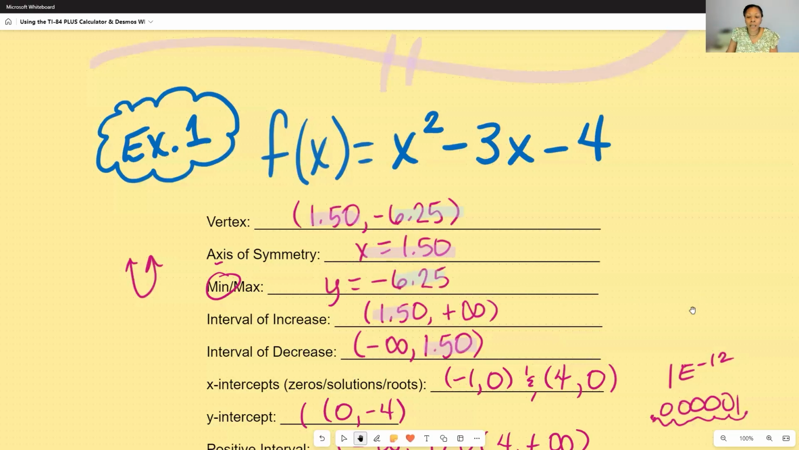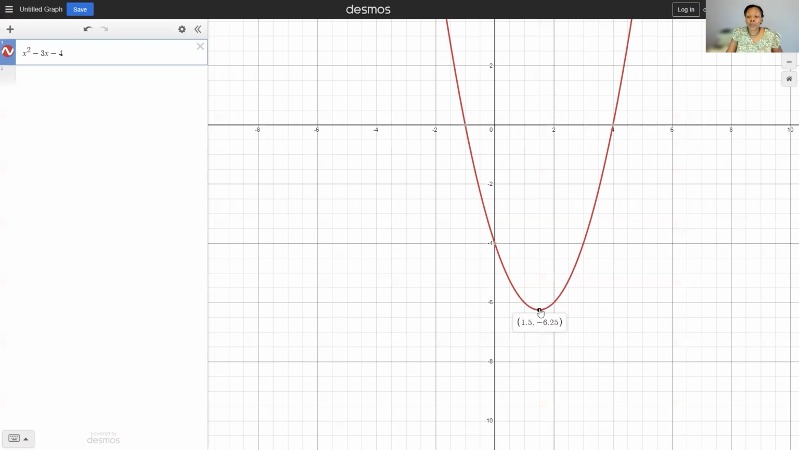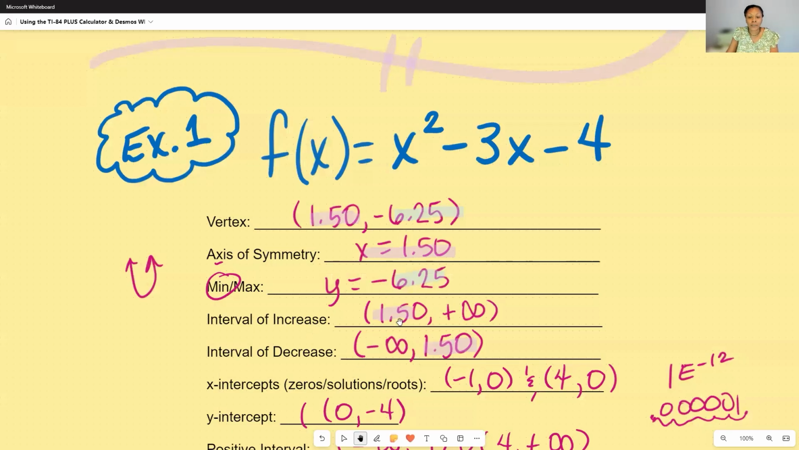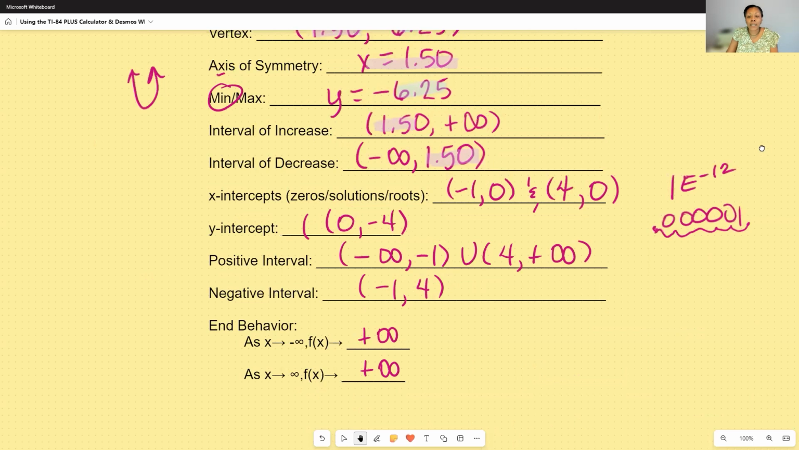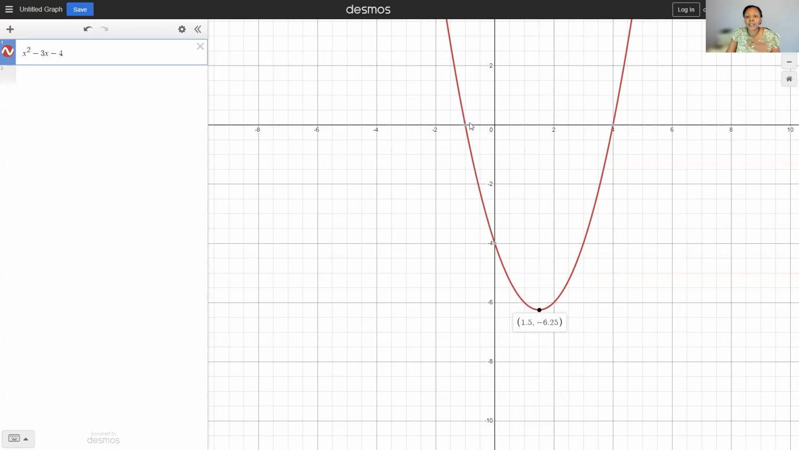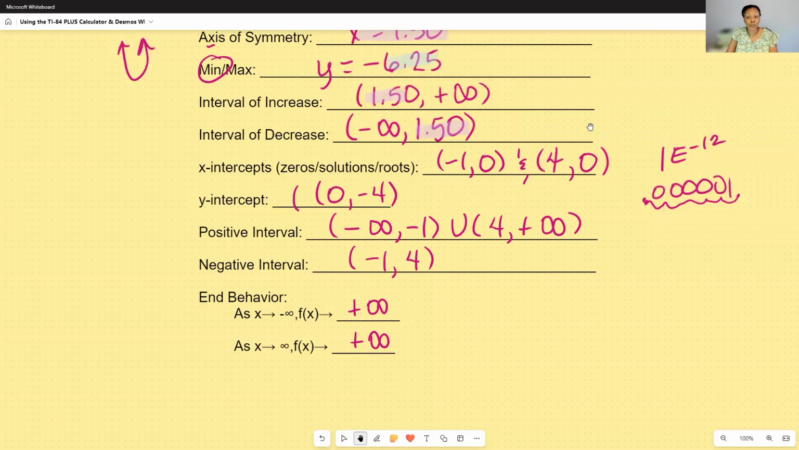In terms of my interval of increase, again, I'm only looking at my x values, and I'm tracing it. So from this point of my x, 1.5, I'm going up, which really is going to the right, because these are my x values. So I'm going towards positive infinity. In terms of my decreasing, I'm taking this, stretching it out to the left. So negative infinity all the way to whatever this x value was, which we already know is 1.5. So that's where I got this information from. Then if I wanted to find my x-intercepts, I just simply click on it in Desmos, and it tells me -1 and 0, 4 and 0, which is what we wrote down.